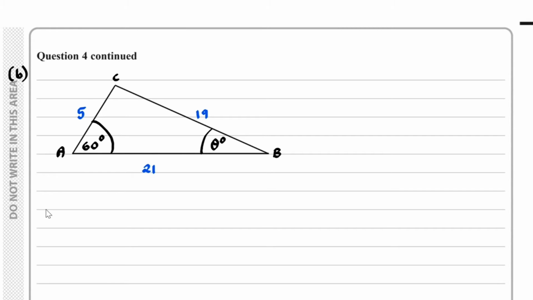And so using the cosine rule, we have 5 squared equals 19 squared plus 21 squared, subtract 2 times 19 times 21 times by the cosine of theta.